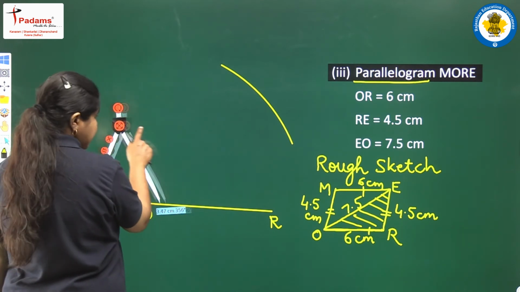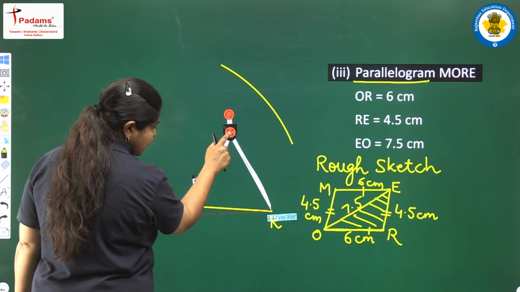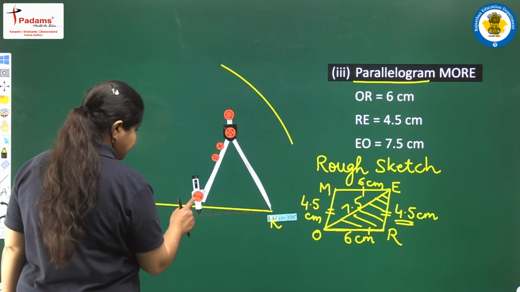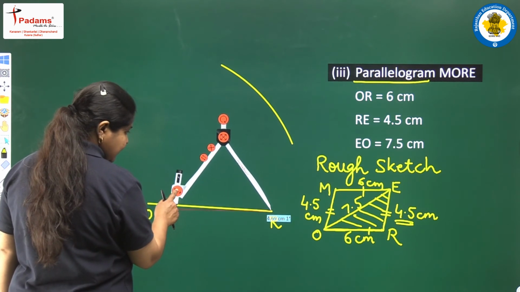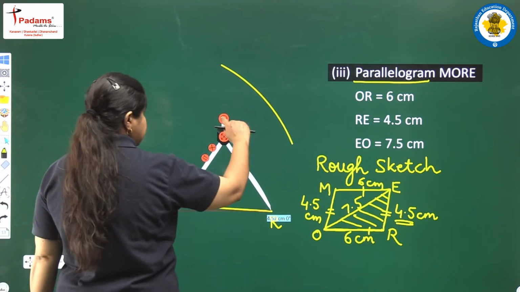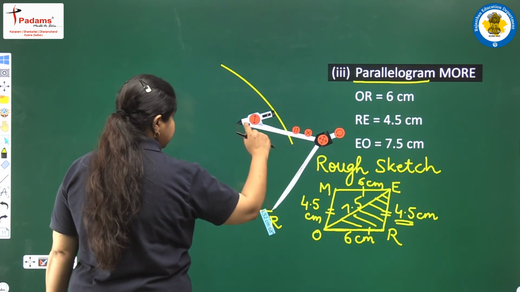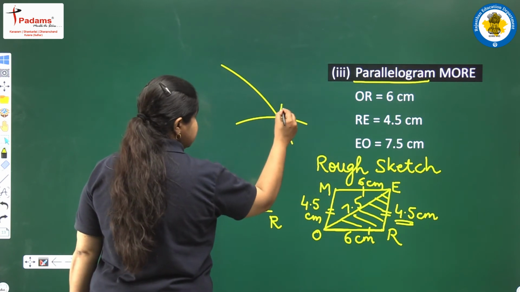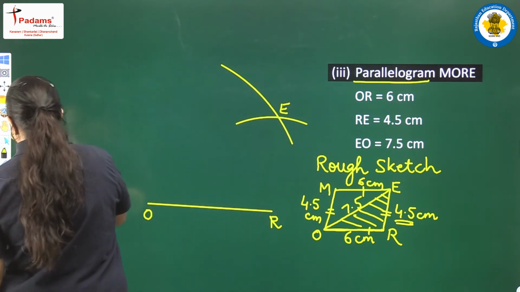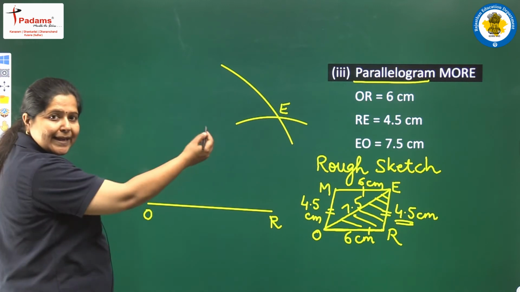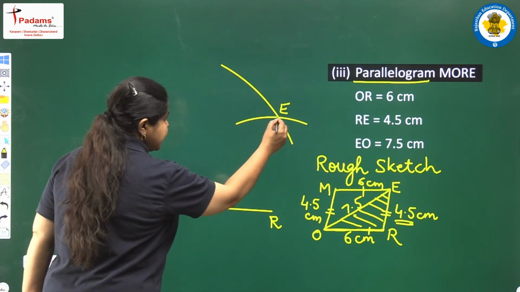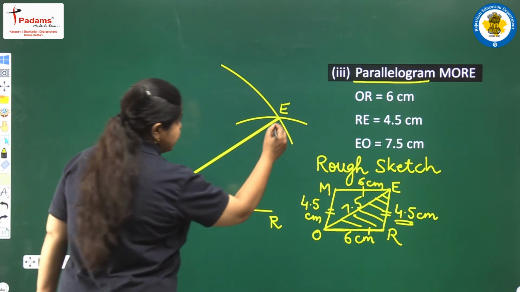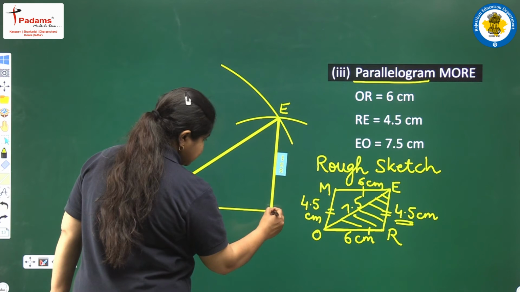Interchange, bring it to R, and now what we need is 4.5 centimeter radius. So, let us take the radius equal to 4.5, draw this arc here, and with this we get this point E. Next we need to join this point E to O and E with R. So, let us join these 2 points and then we will join these 2 points.